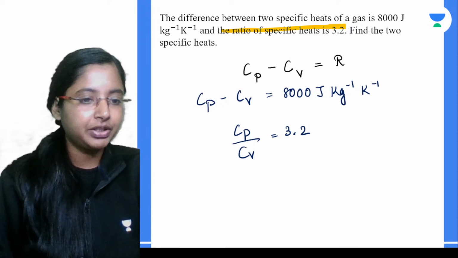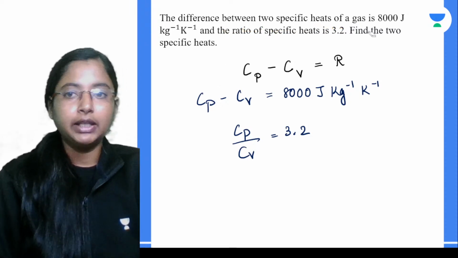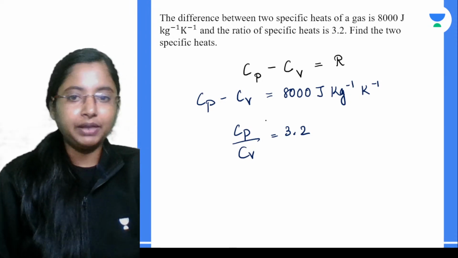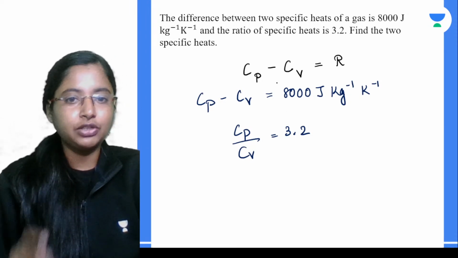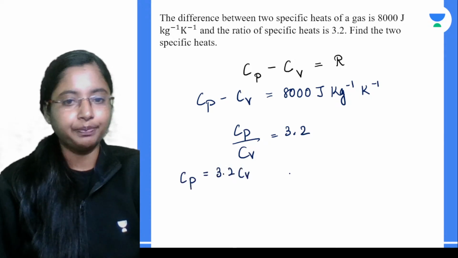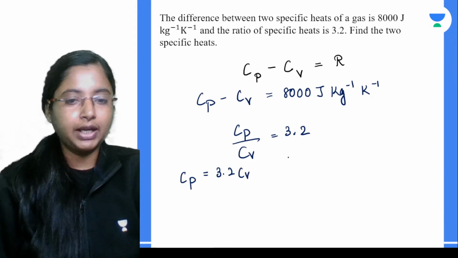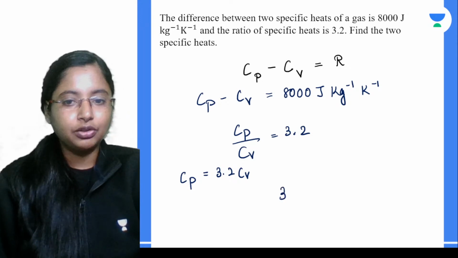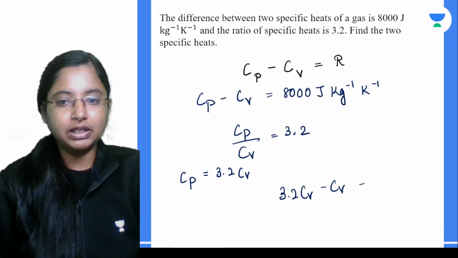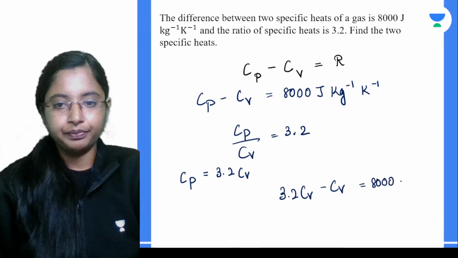These are the two quantities given. What are they asking us to find? They are asking us to find what is Cp and what is Cv. Very simple. If we know these two quantities, what can we derive from here? We can write Cp is nothing but 3.2 into Cv. So can we substitute that over here? Instead of Cp we can substitute 3.2 Cv. So this is 3.2 Cv minus Cv, we are substituting in this equation, equal to 8000.